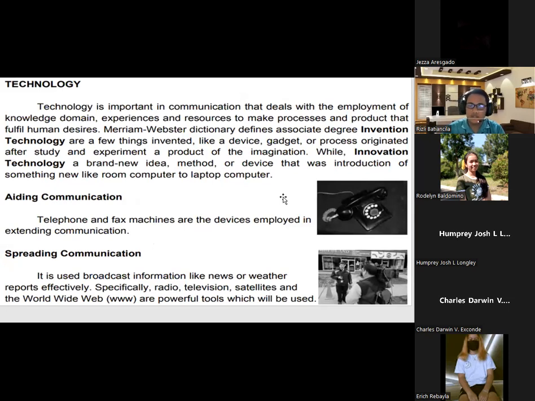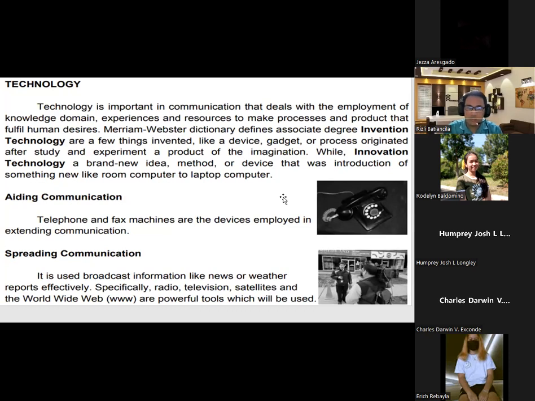Merriam-Webster Dictionary defines invention technology as a few things invented, like a device, a gadget, or a process originated after study and experiment, a product of the imagination. Pag sinabi naman natin innovation technology, magkaiba sa invention technology. Pag sinabing innovation technology, it is a brand new idea, method, or device, the introduction of something new, like room computer to laptop computer. Okay, so that is what we call innovation technology.